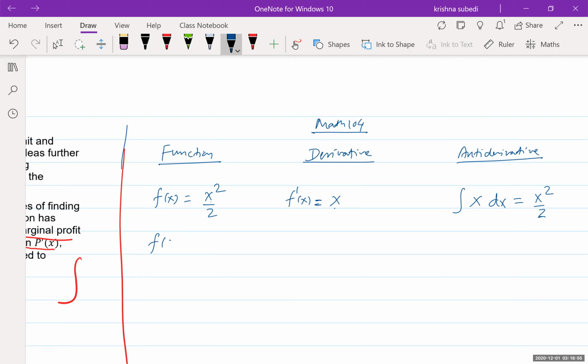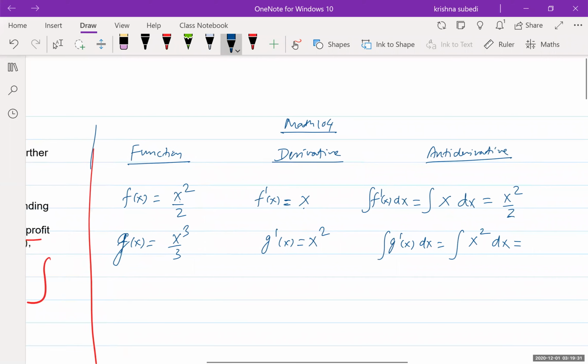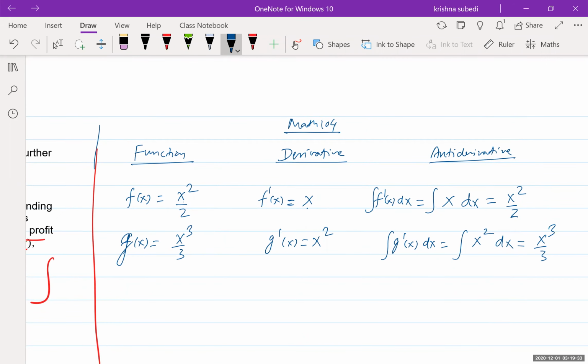In the same way, let's try a few more. Suppose you are given a function g of x equals, let's say, x cubed over 3, and your derivative is going to be x squared. So that means the antiderivative of g prime of x, which means x squared dx, must be x cubed over 3, right?